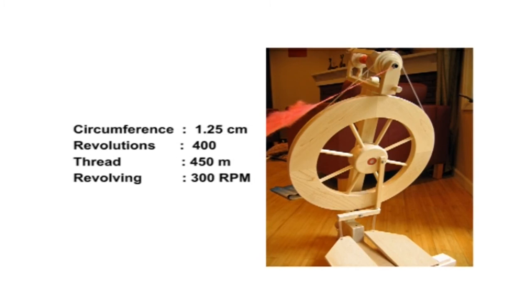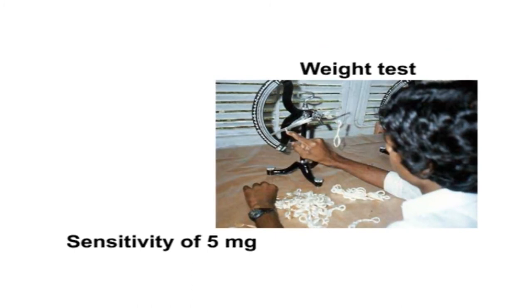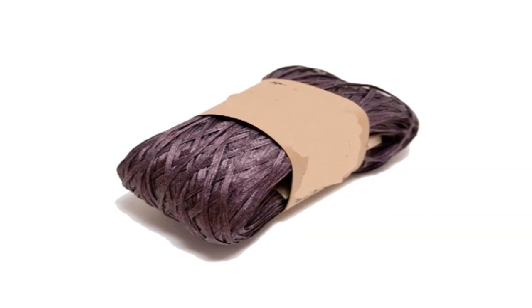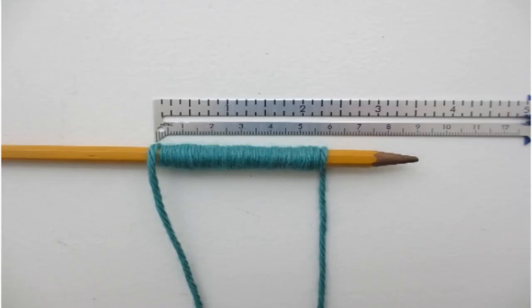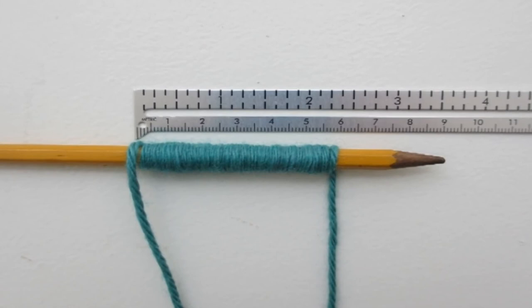In weight test, balances having a sensitivity of 5 mg and a capacity of 50 gram are required to determine the total weight of sizing skeins in the scale for weighing the sizing. Skeins should be of quadrant or other suitable type.